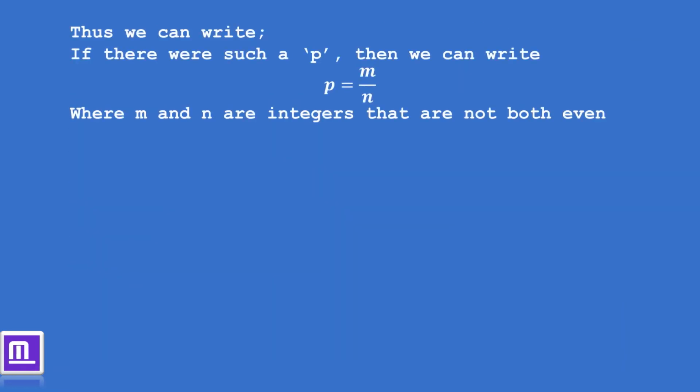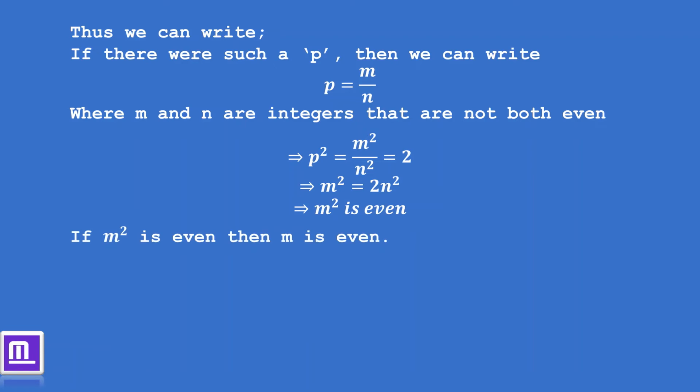Thus we can write, if there were such a p, that is, a rational number p whose square is equal to 2, then we can write p is equal to m by n, where m and n are integers that are not both even. So it will give you p square is equal to m square by n square, which is equal to 2, because p square is equal to 2. Then m square is equal to 2n square. So now we are looking at m square as a multiple of 2, therefore m square is even.